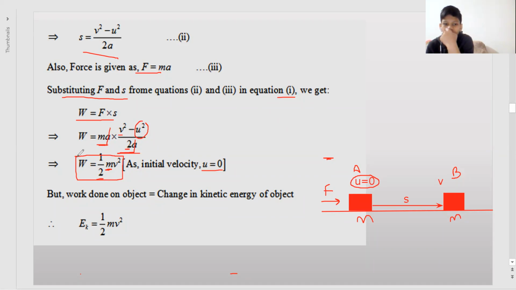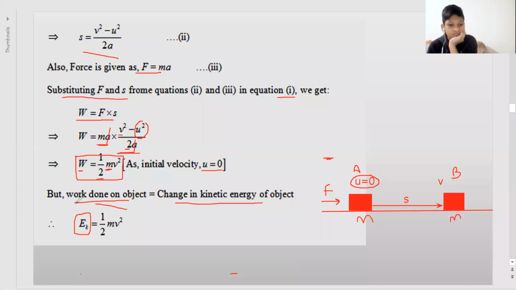Understood? Also, we had discussed in the beginning of this derivation that the kinetic energy of a body is equal to the work done on it. So as the work done on the object is equal to the kinetic energy of the object, we can replace this work done, that is W, by Ek. Ek is for kinetic energy. E is for energy, K is for kinetic. Though we will write it like this, while reading we will read kinetic energy is equal to half mv square.